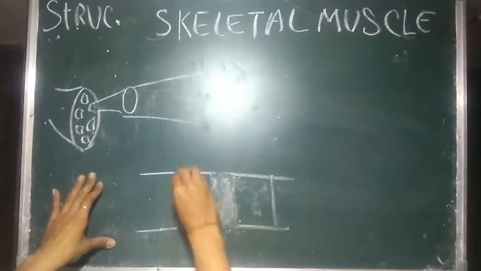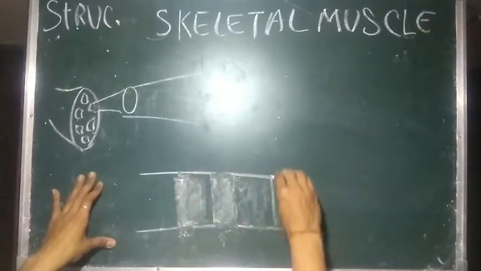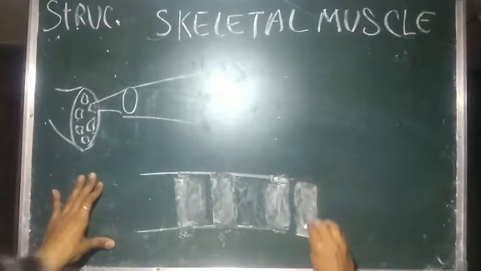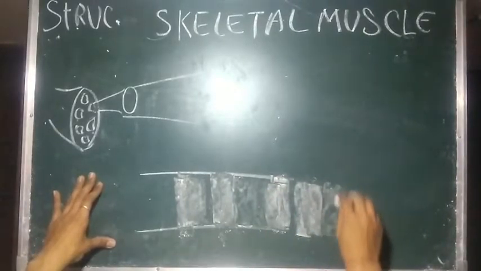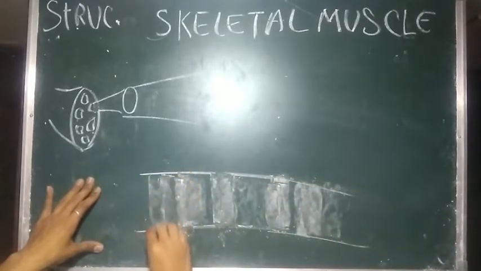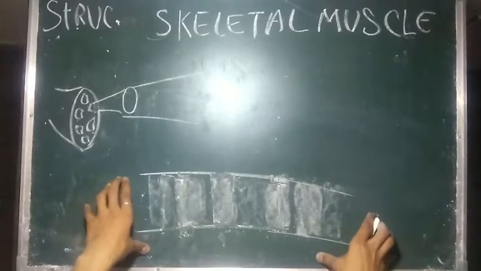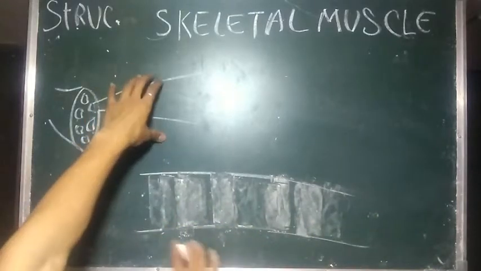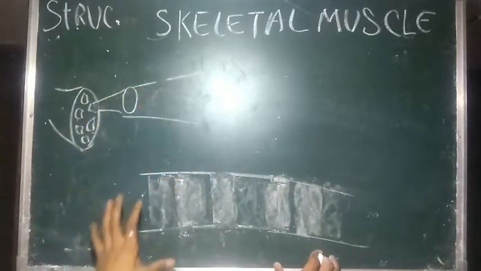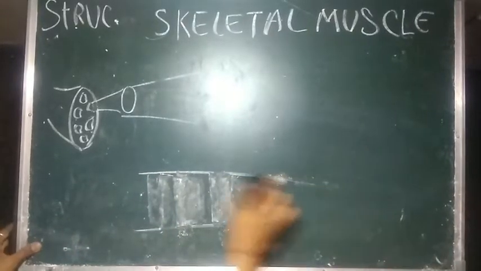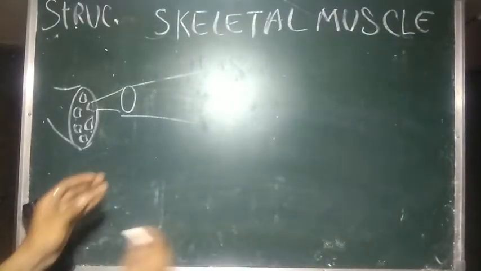These are the dark bands. These are the light bands. Again, we have the dark bands, then a line, then dark bands, then light bands. So this kind of striated appearance we get in a myofibril. Because of this striated appearance, skeletal muscles are also known as striated muscles. Now let's study why we get such striations inside a myofibril.